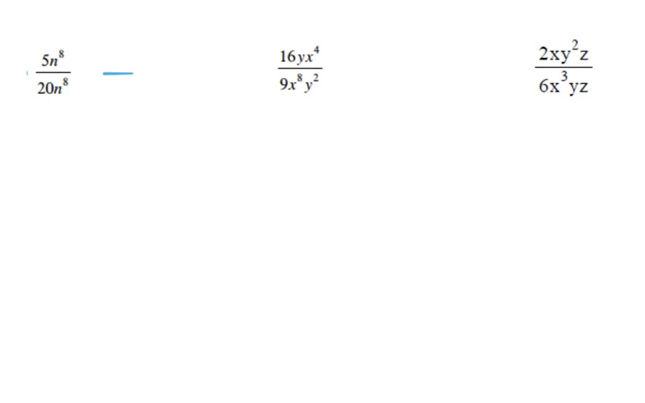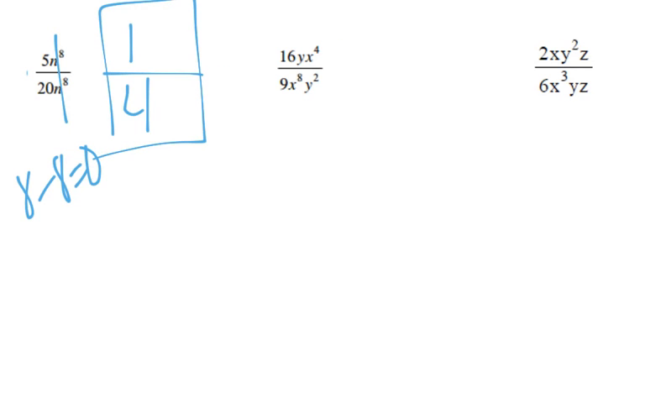We have 5 over 20. They both divide by 5, so I have a 1 and I have a 4. Into the 8th and into the 8th. 8 minus 8 is 0, so it's gone. You have no variable in there. That's legal. It's possible. 16 over 9. They do not have anything in common, so your 16 and your 9 stay just like they are.